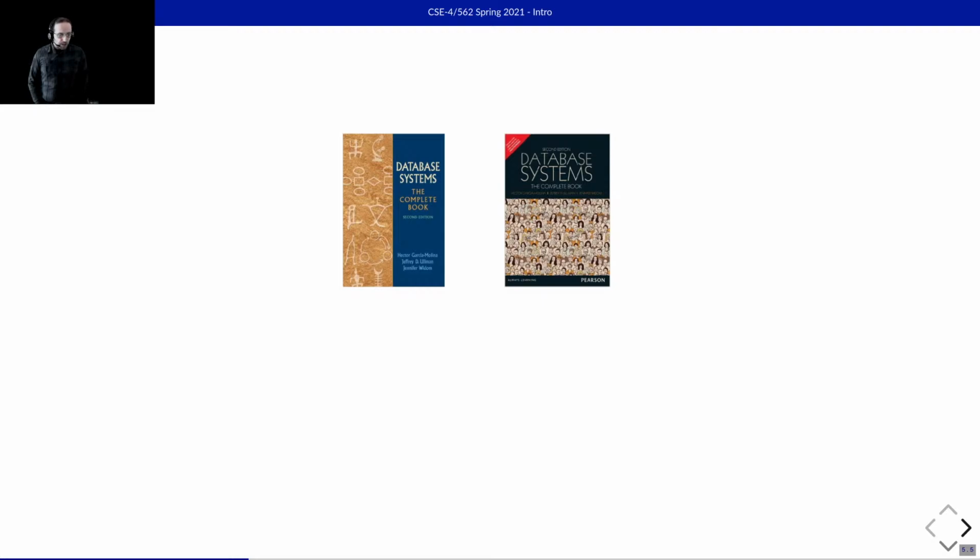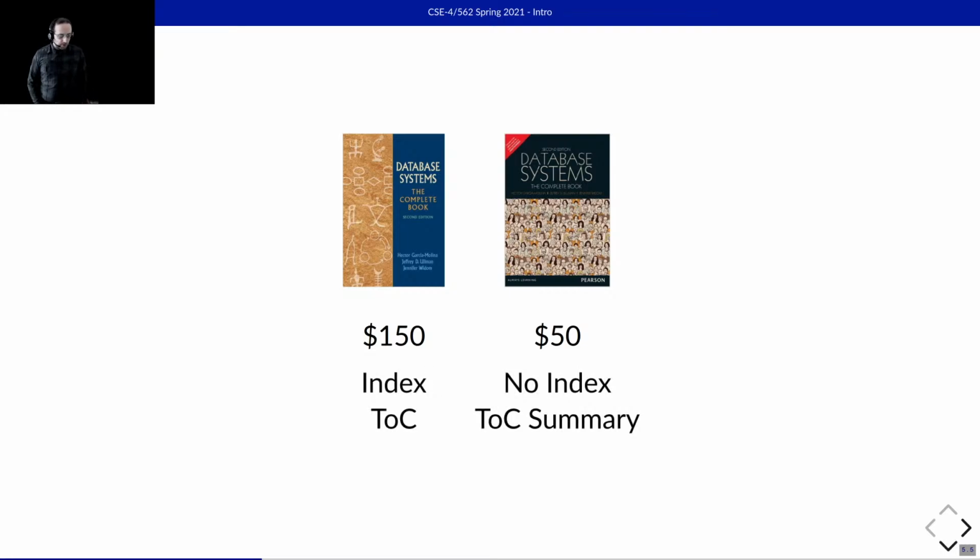There are two major differences between these versions of the book. Difference number one is price, and difference number two is, well, the official version has an index and a table of contents. The unofficial version, or the version for the Indian subcontinent, only has a very rough table of contents in it. Over the course of this class, you will learn, among other things, why an index and table of contents are worth $100.